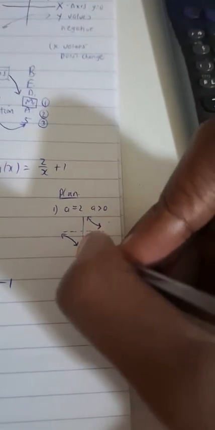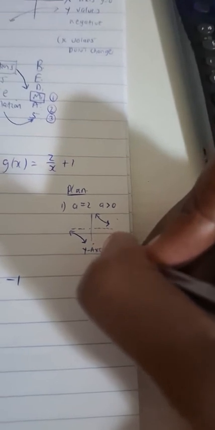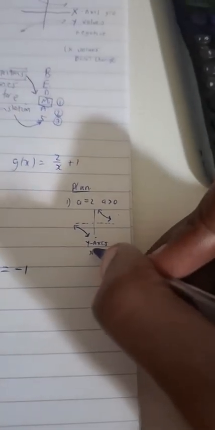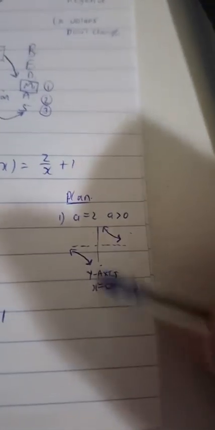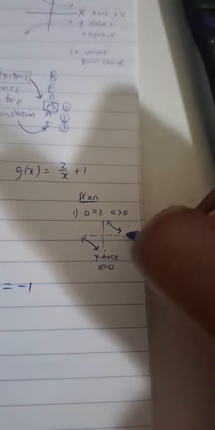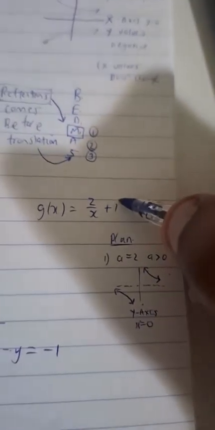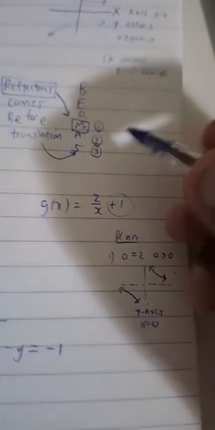Now let's remember that for our grade 10 syllabus, this is the y-axis, which is the line x is equal to 0. This is grade 10, guys. So this is our vertical asymptote, x is equal to 0, and then your horizontal asymptote will be given by the q value. So that will be y is equal to 1.